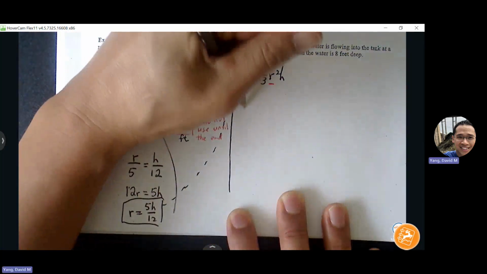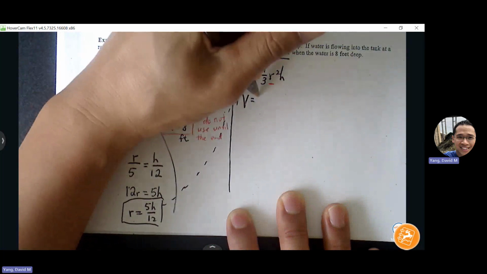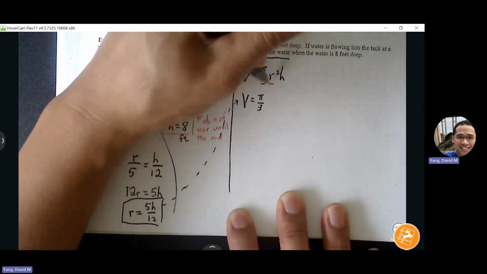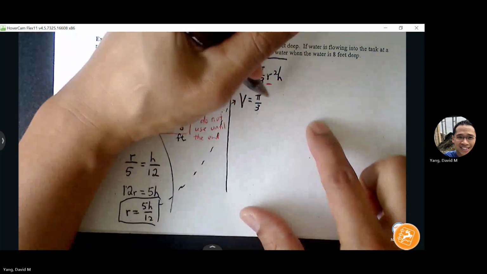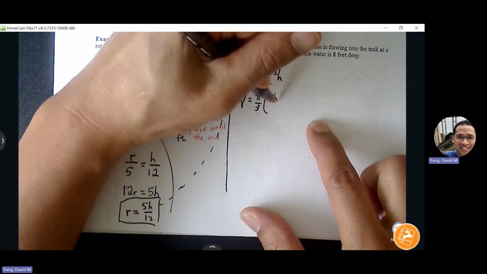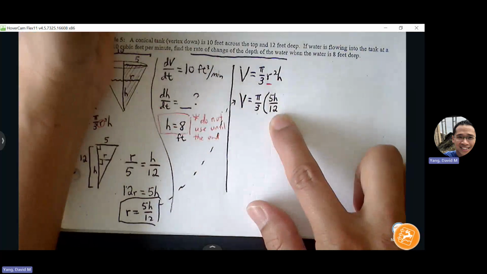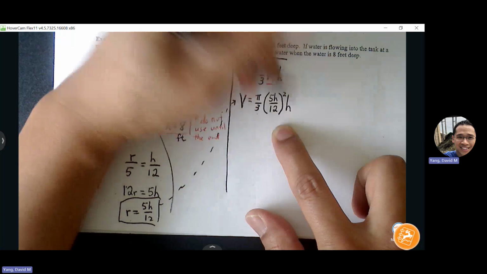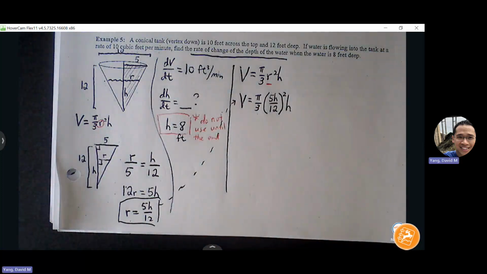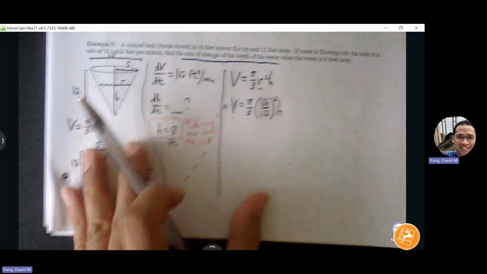Okay, so I'm in a substitution phase here. Pi over 3. What's my r again? 5h over 12, but it's not just by itself. I've got to do what with it? Squared times h. Okay. Is the radius removed from my equation? Yes. Okay, so that's a start.